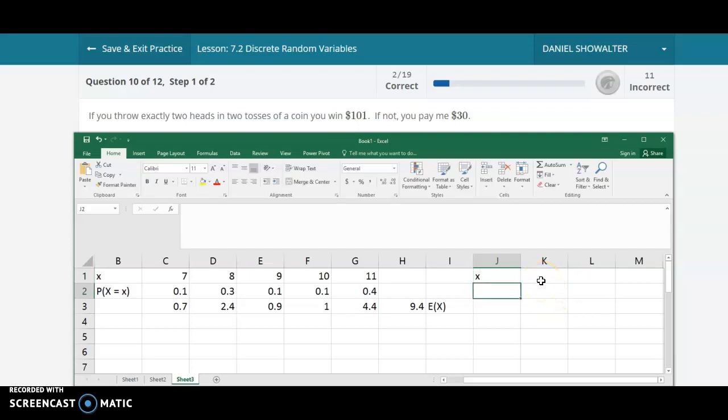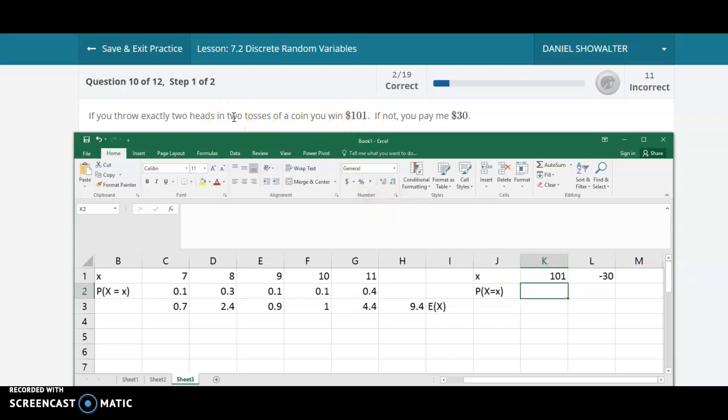I could have copied these cells here. So what are the different x values that I get? Well, win, I'm going to count as a positive, so I could get positive 101. Or paying someone else, that's a negative, so I'm going to put that as negative 30. Those are my only two x values. The only difference here is before I was given the probability, and now I need to come up with the probability. So what's the probability that I'm going to win 101?